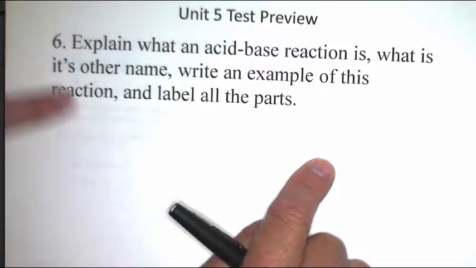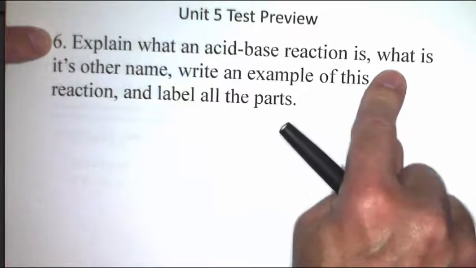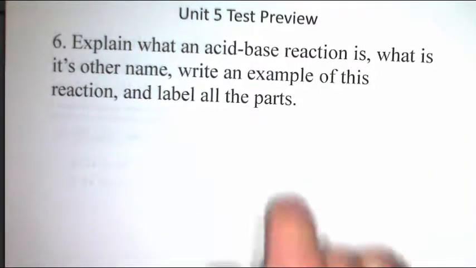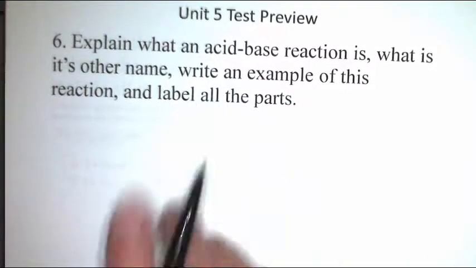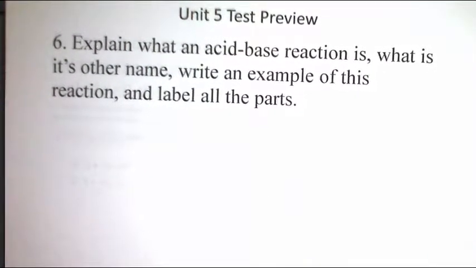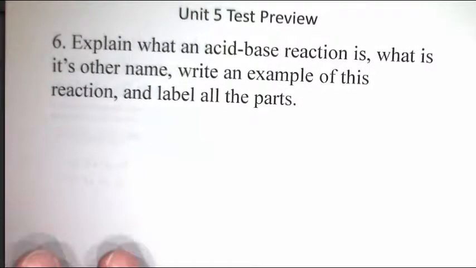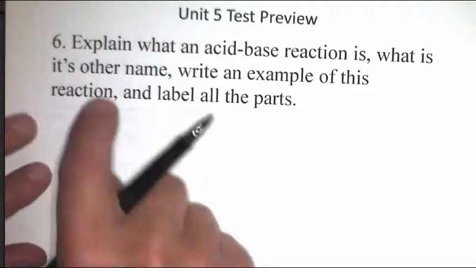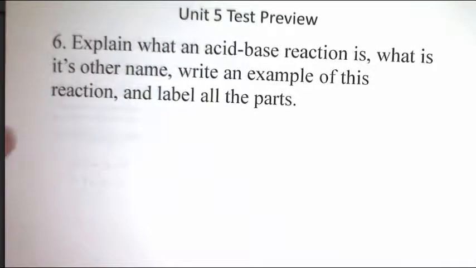So, what is an acid-base reaction? An acid-base reaction is a reaction of an acid where you have hydrogen on the front and a base which has hydroxide on the back. I could be more complete and say an acid-base reaction for us is the reaction of an Arrhenius acid which has hydrogen on the front and an Arrhenius base which has hydroxide on the back, which then produces water and a salt. Okay? That would be the definition of what an acid-base reaction is. What is its other name? Neutralization.